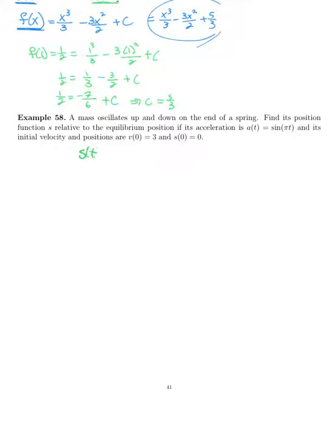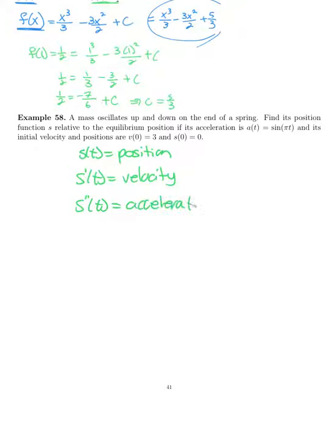If you're given a position function, then its derivative is the velocity, and its second derivative is the acceleration. So now what we're really talking about is working backwards. I'm given acceleration, and I want to work my way backwards to position. Now, of course, that's antiderivatives. All right, so let's do that.